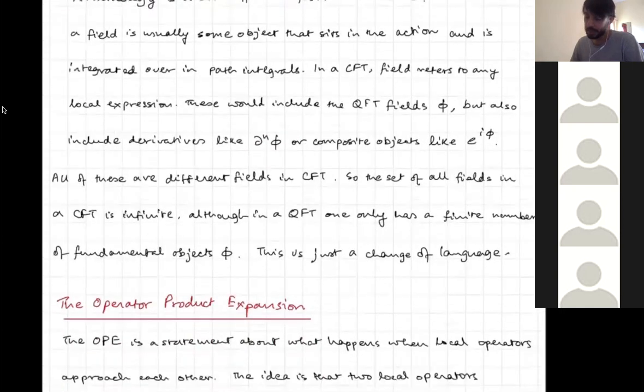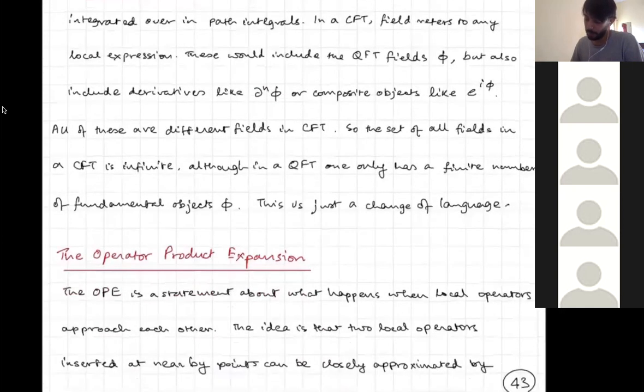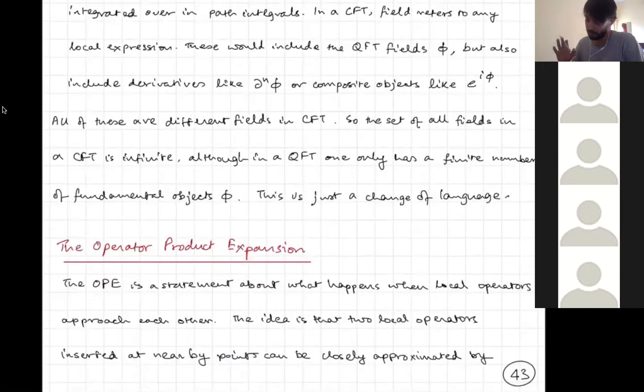So what we are going to spend a lot of time trying to understand in this class is what is called the operator product expansion, or the OPE. So the OPE is a statement of what happens when local operators approach each other.